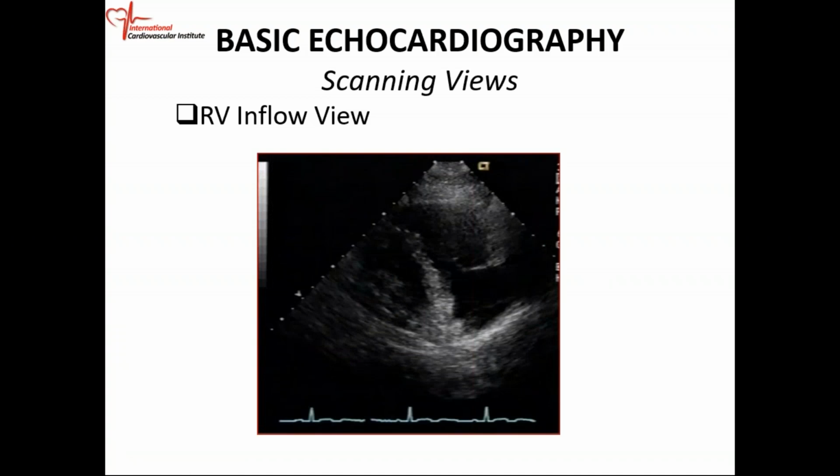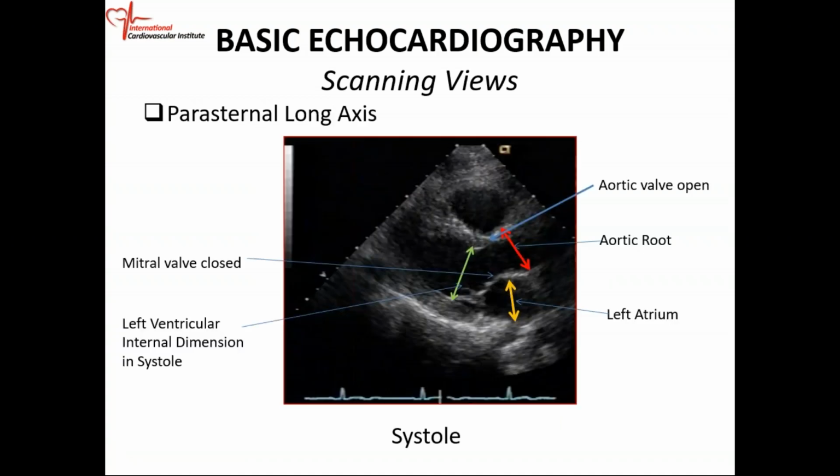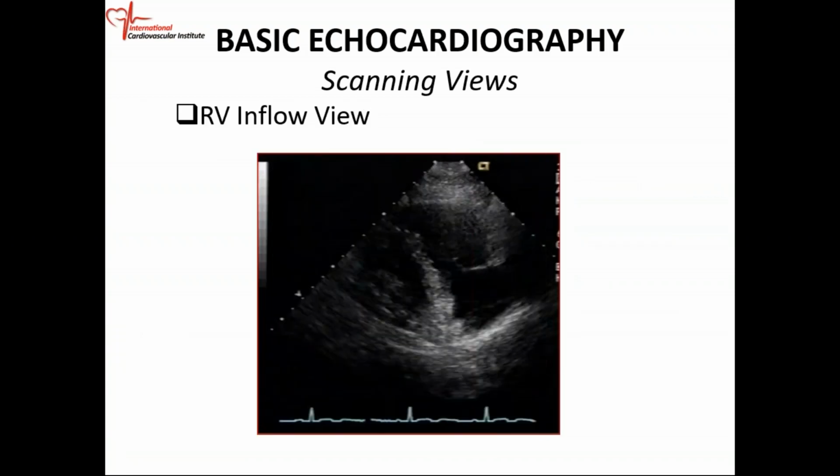Now, in order to get your RV inflow view, we start from the parasternal long axis view. The transducer is at the left side of the sternum, third or fourth interspace. The marker is towards the patient's right shoulder, and you might have to move it up a little bit, move it down a little bit, rock it from side to side. You know the image that you're supposed to get in the parasternal long axis.